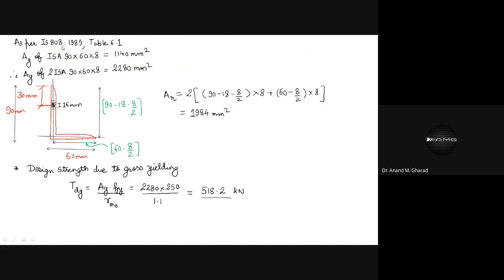As per IS 808, I have given table number 6.1. This is for the IS code. For the steel table, the table number will be different, which you can refer to. So you can see ISA 90 by 60 by 8. The gross area is mentioned as 1140 mm square. This is what is given. Then, therefore, the gross area for the double angle section will be twice of this.